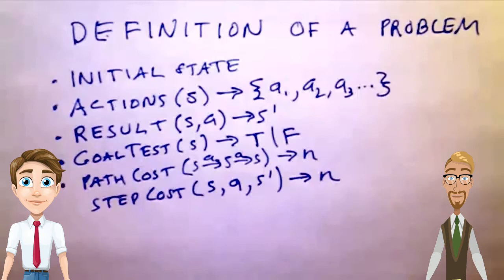The title of this page is a definition of a problem. There are 5 bullet points. Bullet point number 1, initial state. Bullet point number 2, action function, which takes a state S and returns a sequence of actions A1, A2, A3, and so on. Bullet point number 3, result function, which takes a state S and an action A and returns a new state S prime. Bullet point number 4, goal test function, which takes a state S and returns true or false. Bullet point number 5, path cost function, which takes a sequence of states and returns a number n. The step cost function takes states S, an action A, and the next state S prime, and returns the number n.